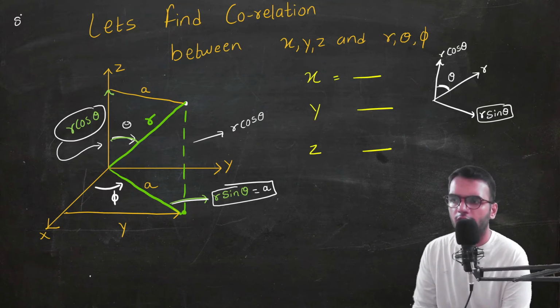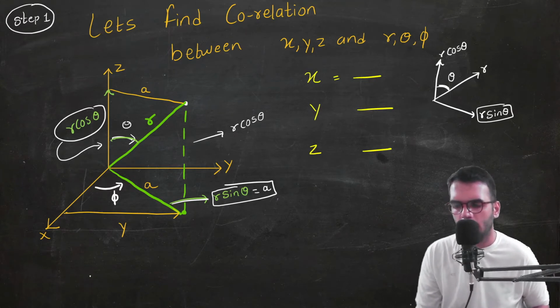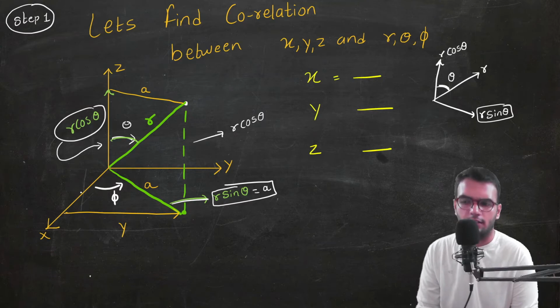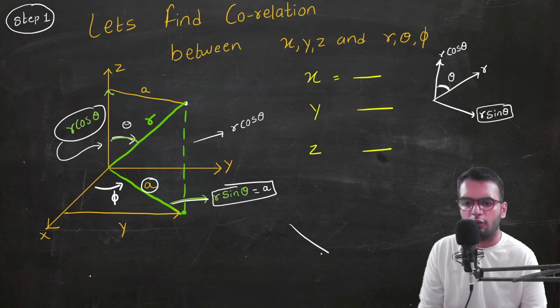So this is step number 1 which we have done. We have resolved the vector r. Now let us resolve this A vector. How can I resolve the A vector?